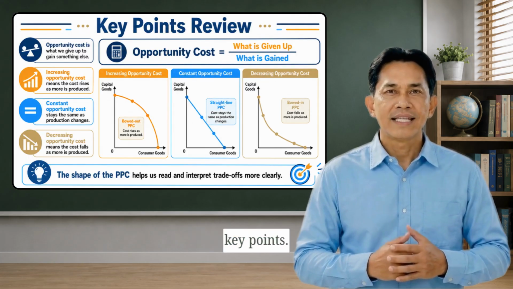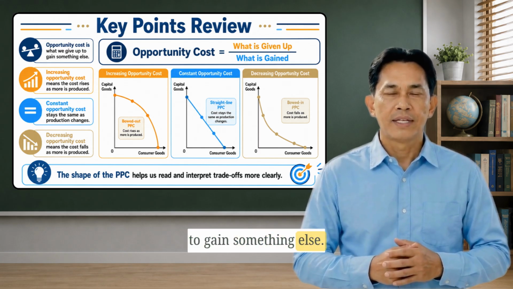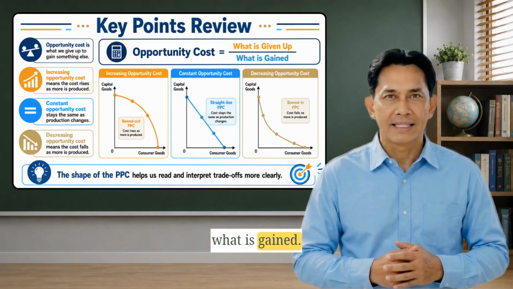Let's review today's key points. Opportunity cost is what we give up to gain something else. To calculate it, divide what is given up by what is gained.